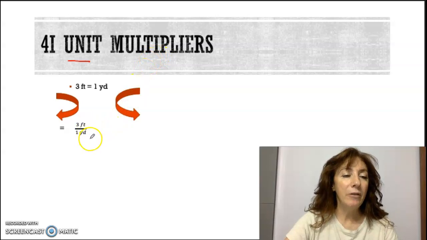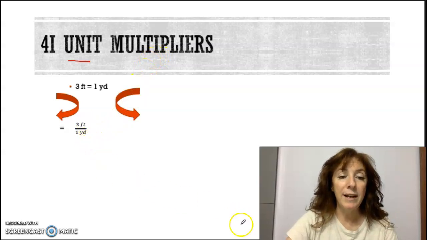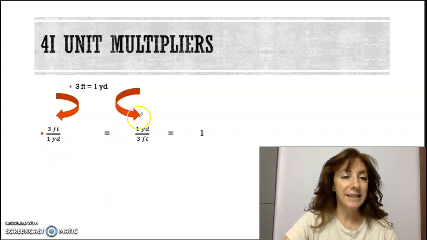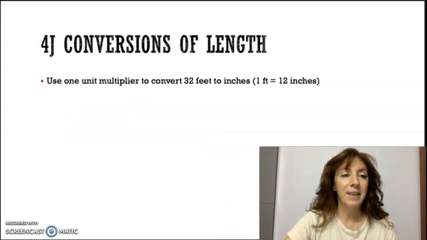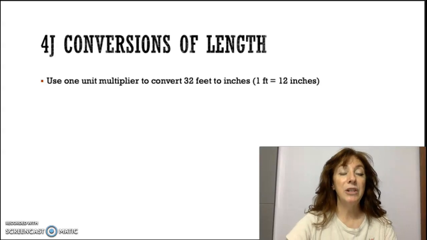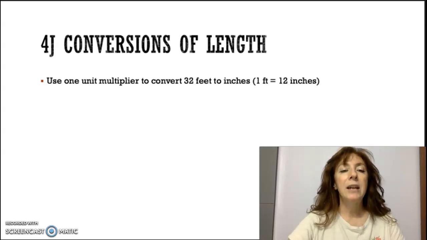So 3 feet over 1 yard is the same as the number 1. Or if I flip it the other way, 1 yard over 3 feet is the same as the number 1. It's the same thing over itself. So 3 feet over a yard is the same as a yard over 3 feet because they all equal the number 1. Those are unit multipliers. All right, now let's go to the next section, conversions using those unit multipliers to convert one unit to another.